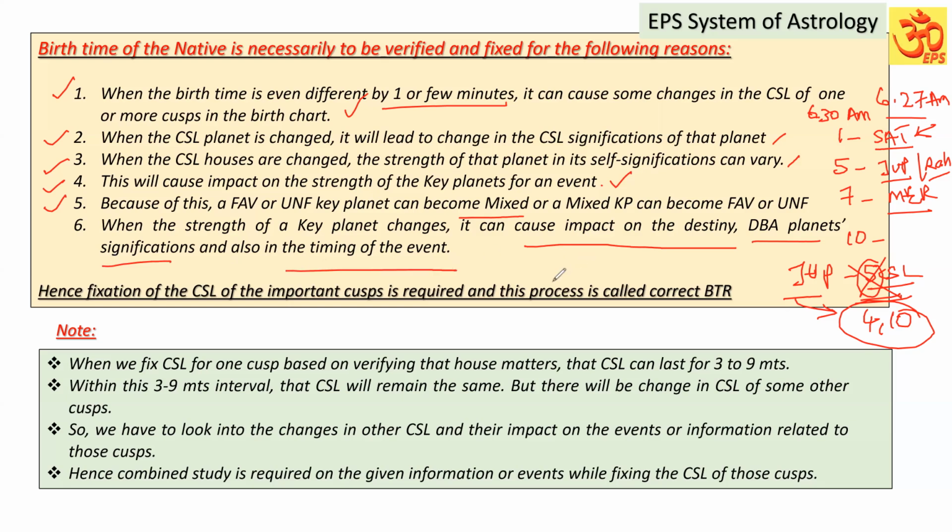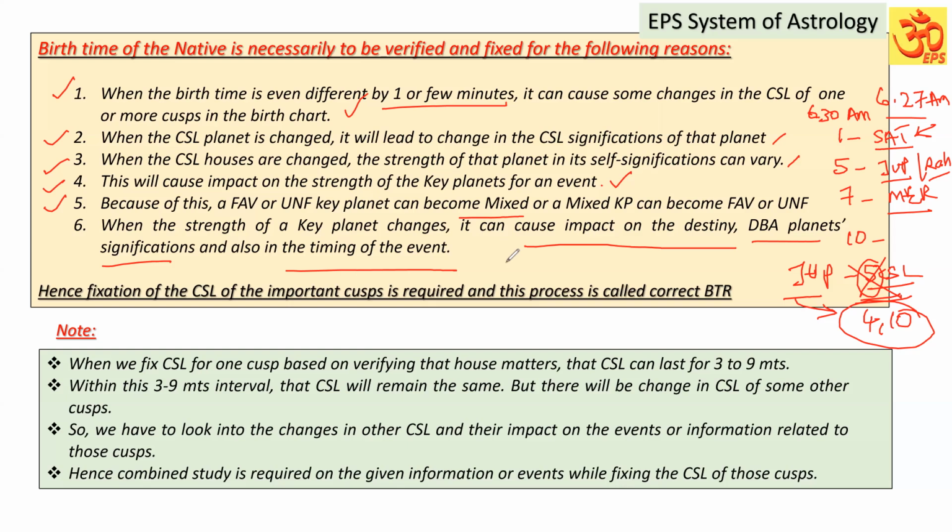also the timing of events. Because we know that based on the key planet strength, based on the key planets, we take the planet's strength, planet level, star level, and sub level when we are studying. Based on that, we are analyzing a planet's strength, and that will be more useful in the timing of events also. When these cuspal sublords change, that can change the DBA planet significations and also the timing of events. I hope you have understood the necessity for birth time rectification.